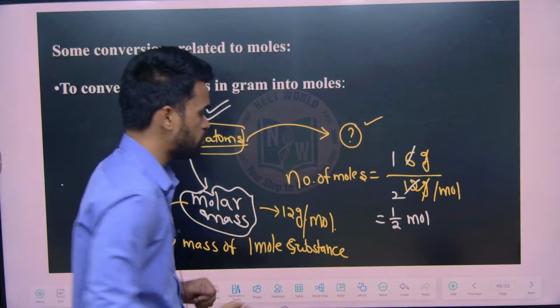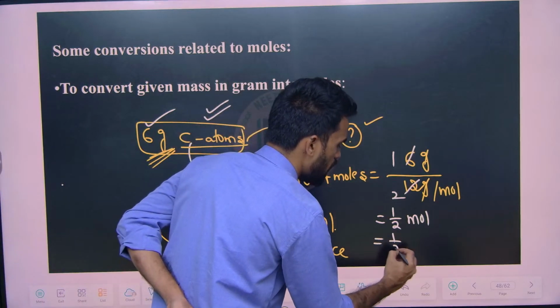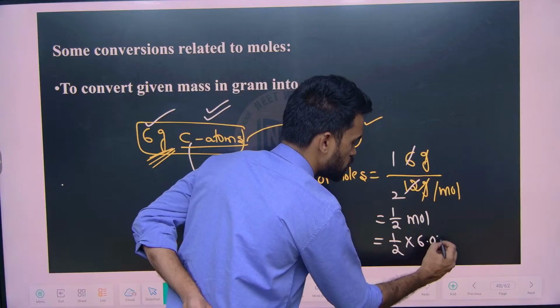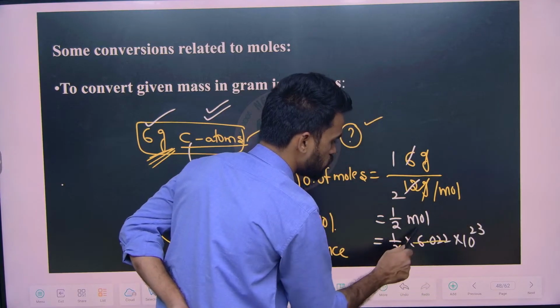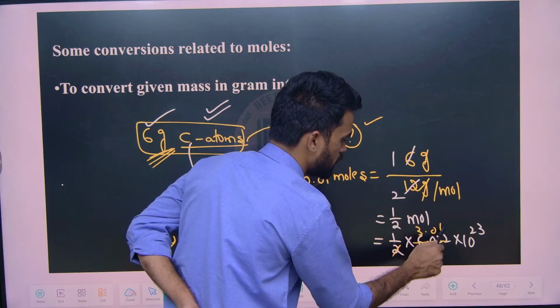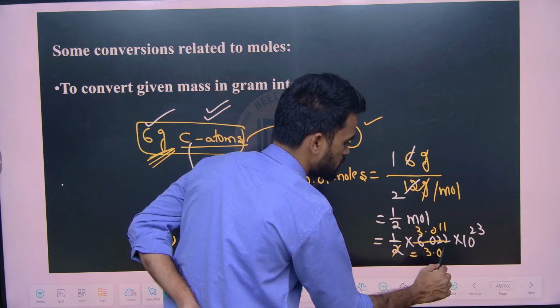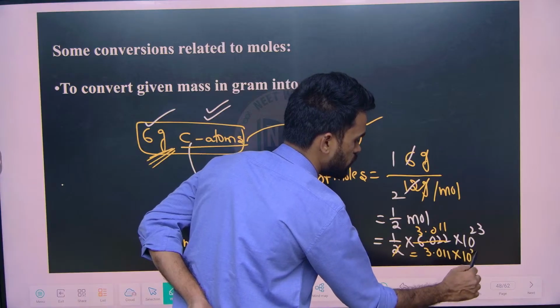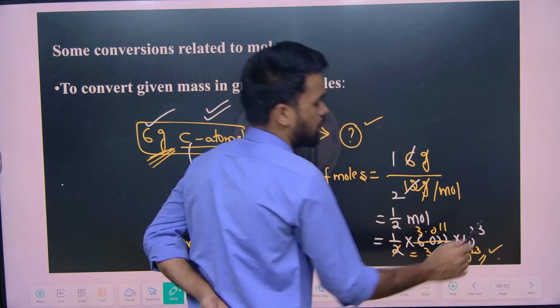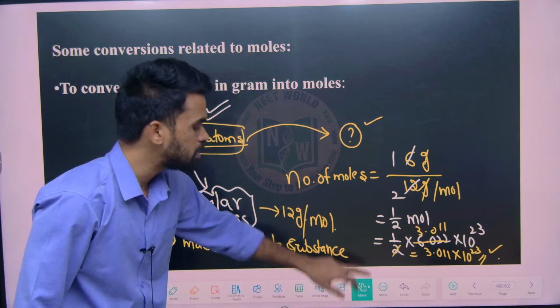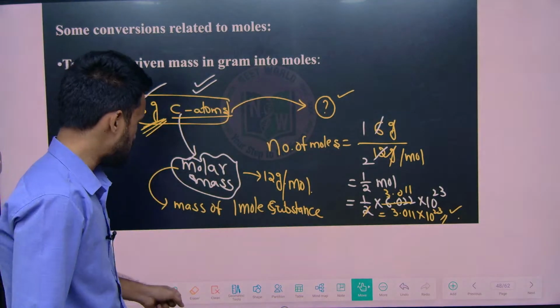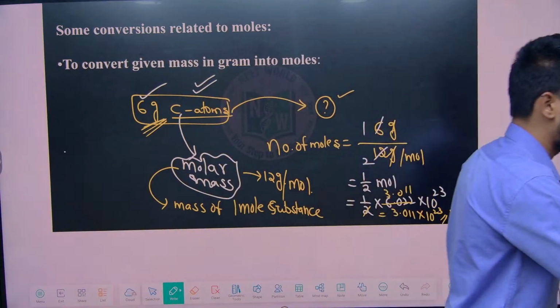So half a mole means what can you take? Half into Avogadro number, 6.022 into 10 power 23. So how much will it be? This is 3.011 into 10 power 23 carbon atoms in the 6 grams of carbon. I hope it is clear how we are calculating. So in the same way, can you do one question I will give you?